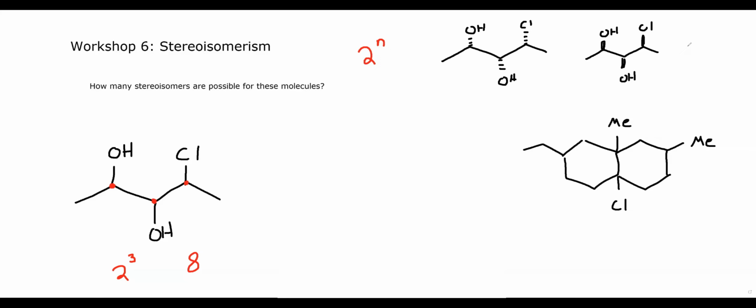And then we have 6 diastereomers, which we could draw by interchanging the hashes and the wedges to create different combinations. Okay, so we have these 2 enantiomers, and then we have 6 diastereomers. So a total of 8 stereoisomers if we have 3 stereocenters.